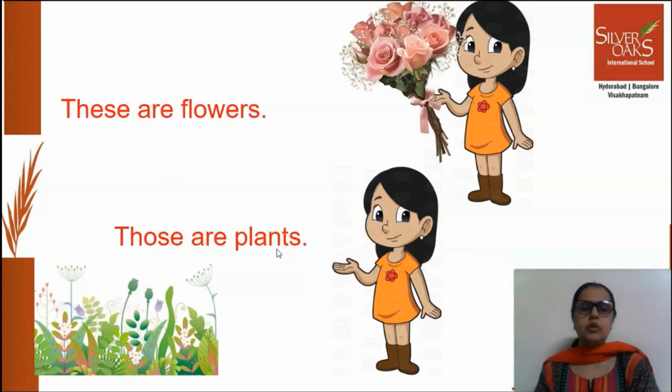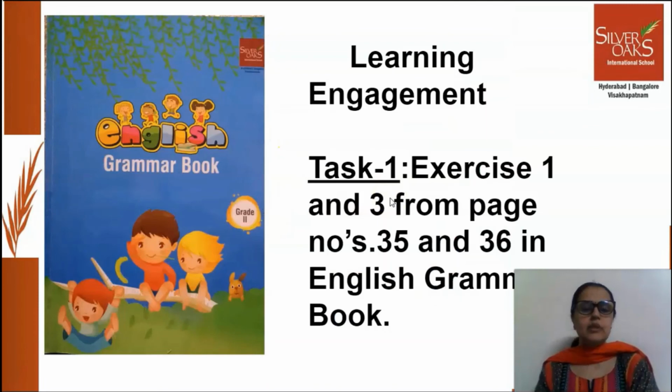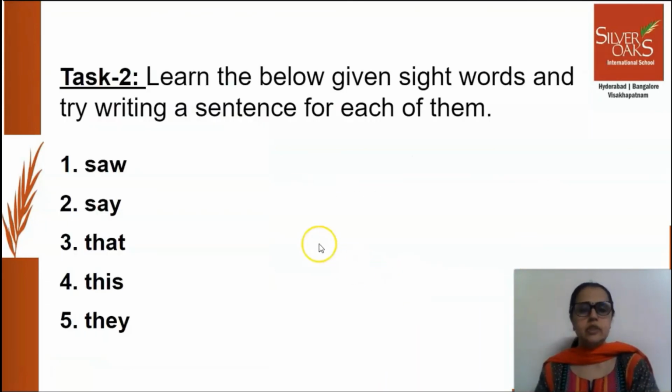So I hope you all understood when we have to use the words like this, that, these and those. Let's see what is today's learning engagement. Task 1 is you will do exercise 1 and 3 from page numbers 35 and 36 in your English grammar book, and in the journal you will write down the given sight words and try writing a sentence for each of them. And what are the words? They are saw, say, that, this and they.